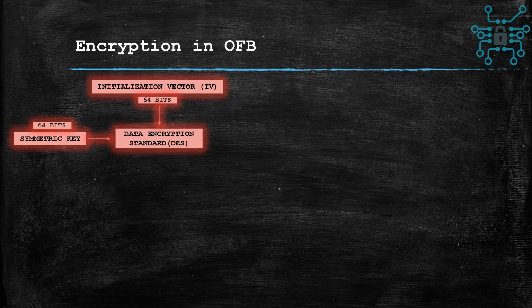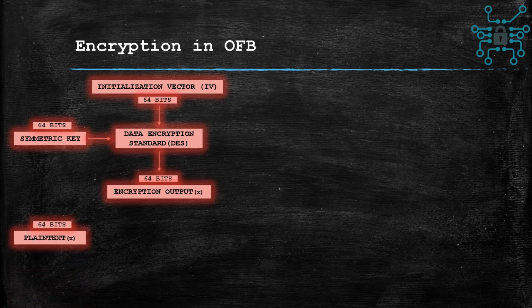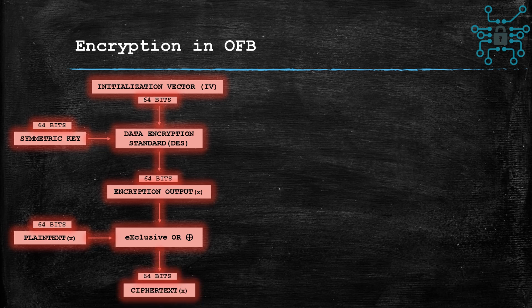With that, a 64-bit encryption output X is generated. Here, X can signify the stage number or the cycle number. The encryption output X generated, along with the first 64 bits of plaintext, undergo exclusive disjunction, known as exclusive OR, which is a logical operation to yield 64 bits of ciphertext X.